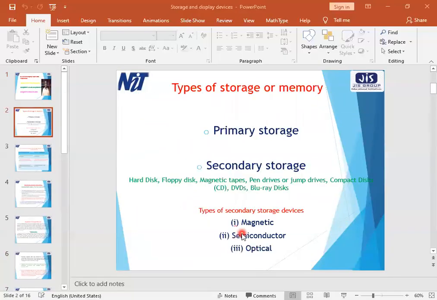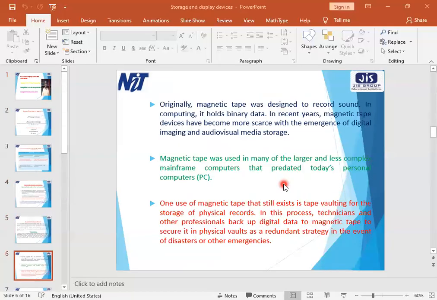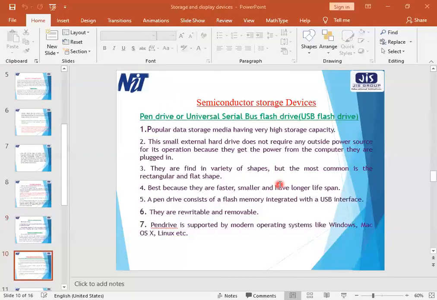Now the second category of memory. We have seen the types of secondary storage devices. So magnetic storage devices, second is semiconductor storage devices. We'll discuss the semiconductor storage devices. Very important in this category is a device called the pen drive. All of you are acquainted with this. What is a pen drive? It has another name, Universal Serial Bus Flash Drive.